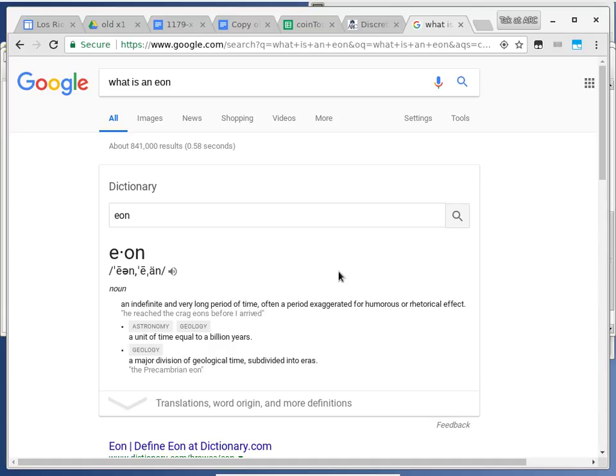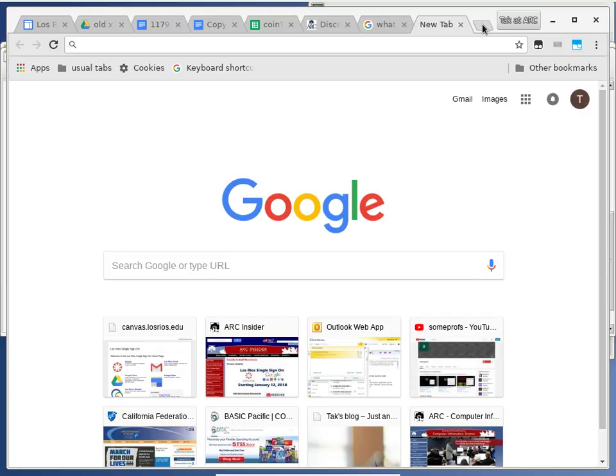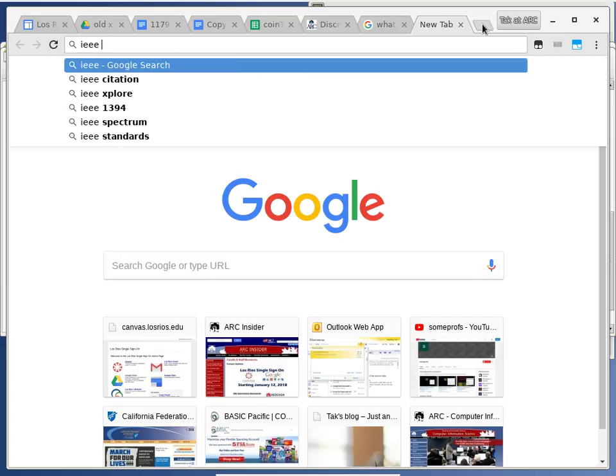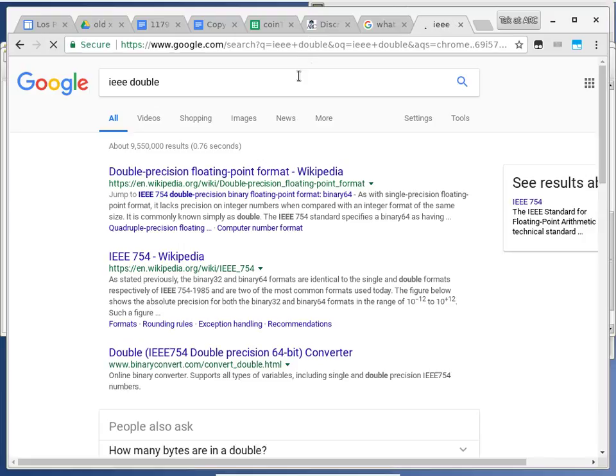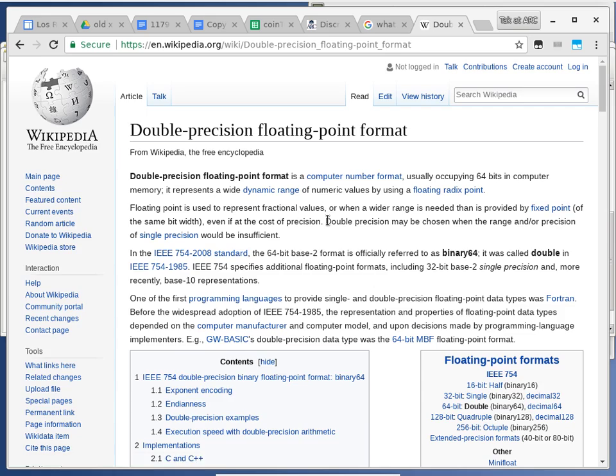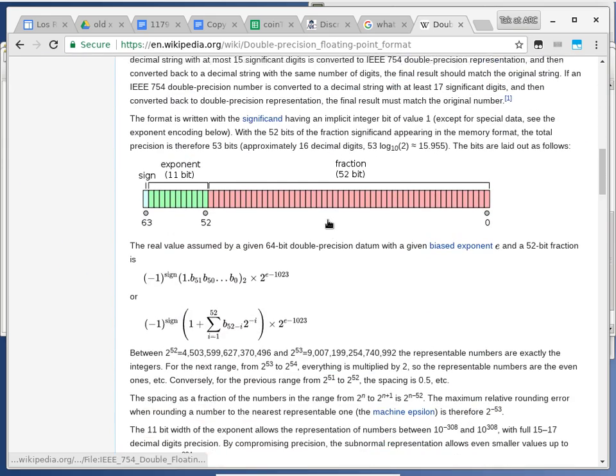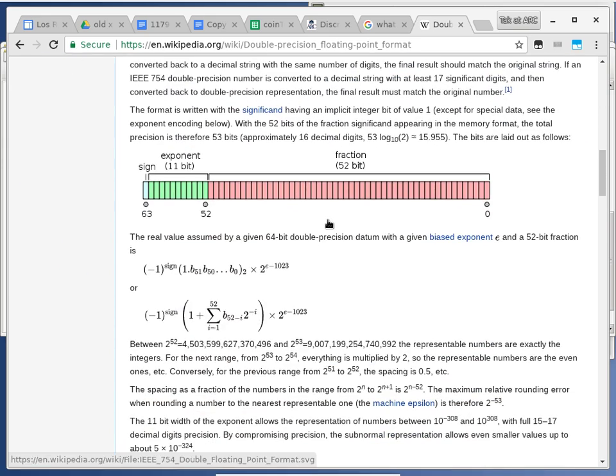All right. So when you study and you go, okay, I need a more definitive source to tell me what a double precision floating point number is, you look up IEEE double, okay? And Google automatically figures out, oh, you want the double precision format. But if you just look this up, the first entry is Wikipedia. And Wikipedia gives you a pretty graphical way of representing the whole thing.